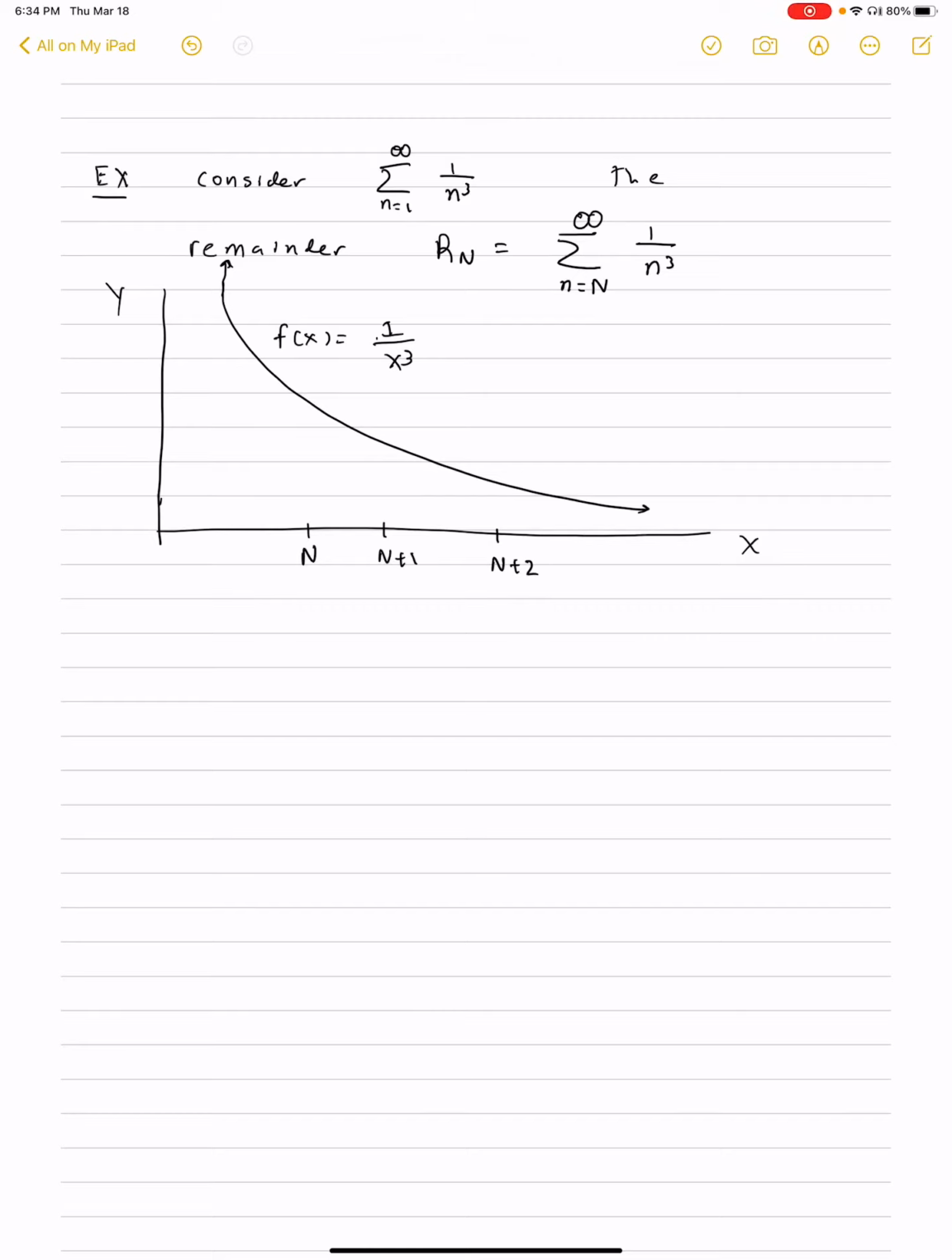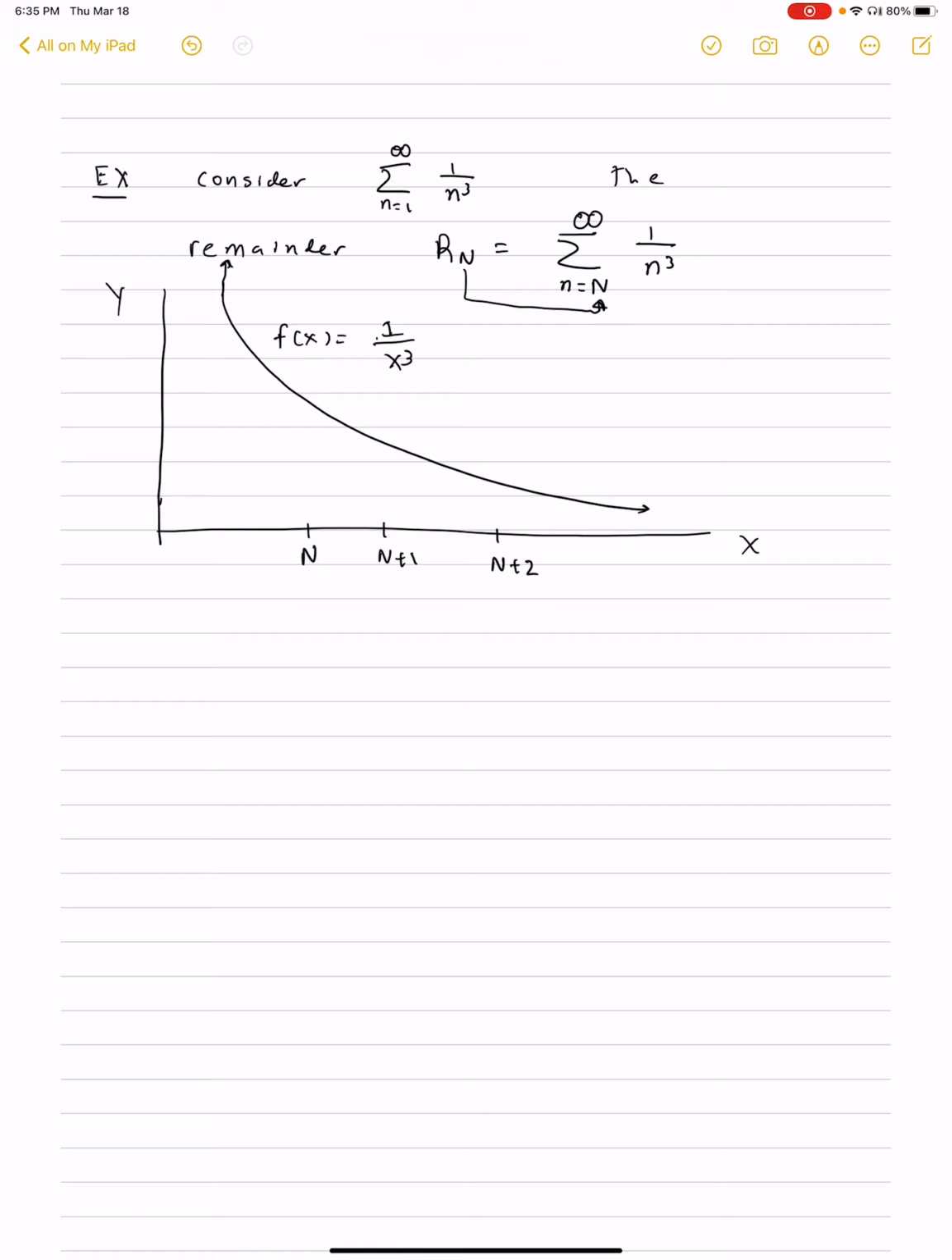Hi, and welcome back. I want to discuss this series of 1 over n cubed from 1 to infinity. What is defined as the remainder, r sub n, is the summation from n equals capital N, and this n and this n have a correspondence. Those are intentionally the same.